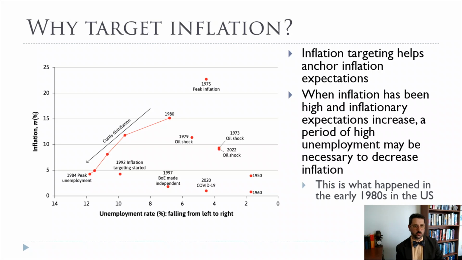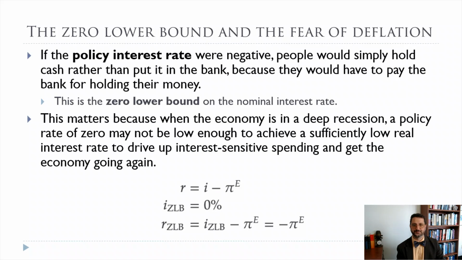And so that's really where inflation targeting came from, trying to avoid both the big increase in inflation that we saw in the 70s and 80s, but also specifically avoid the big increase in inflationary expectations.